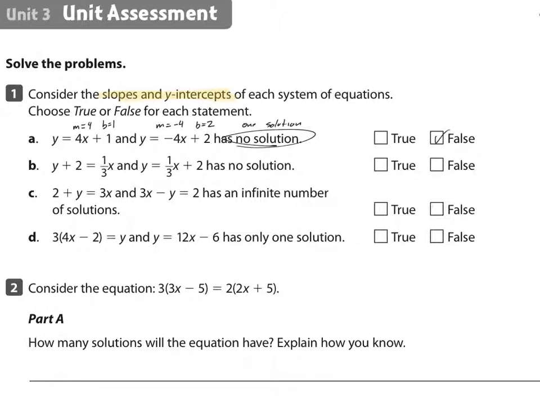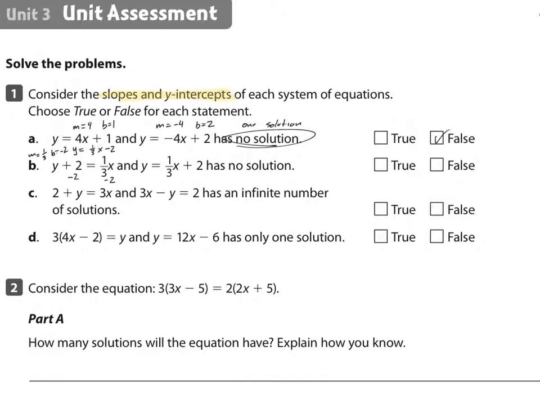Number 2. Number 2 looks a little bit different because it's not in the form y equals mx plus b. So what you need to do is subtract 2 from both sides, and that will give you y is equal to 1/3 x minus 2. The slope of that is 1/3. And the y-intercept is going to be -2.